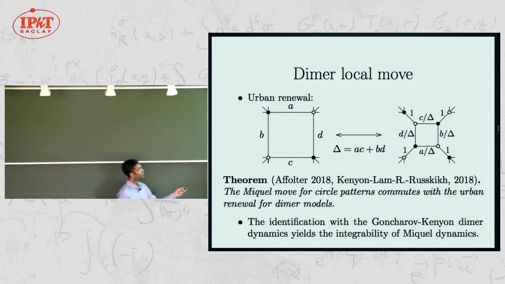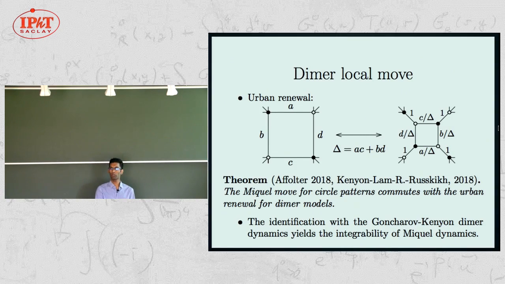And what we proved with Kenyon, Wayne Lam, and Marianna Russkikh, and which was also observed by Niklas Affolter, is that under the dimer circle correspondence, the Miquel move corresponds to that dimer local move called the urban renewal. What does that mean? It means that if you start with some dimer graph and you want to find the Coulomb gauge, you want to find some embedding of a dual graph which will give you circle centers, which will give you these dimer edge weights.